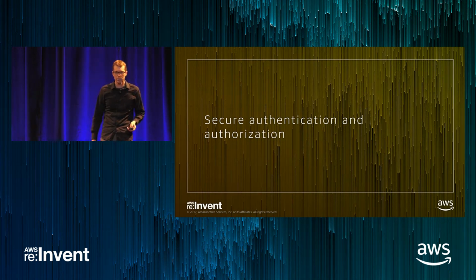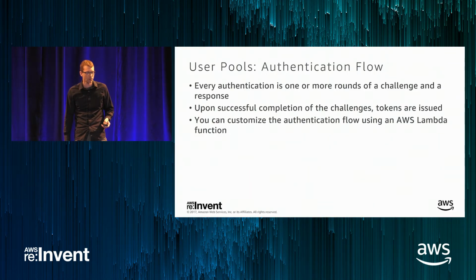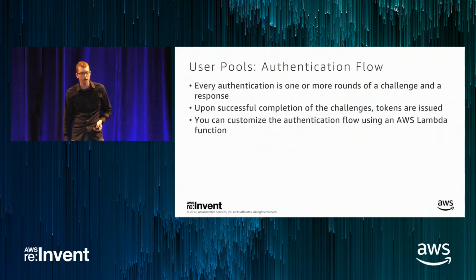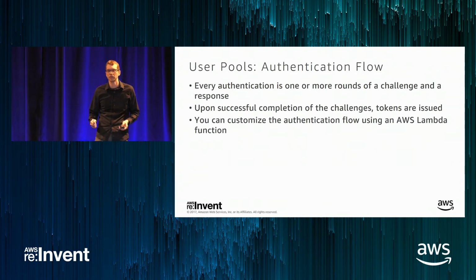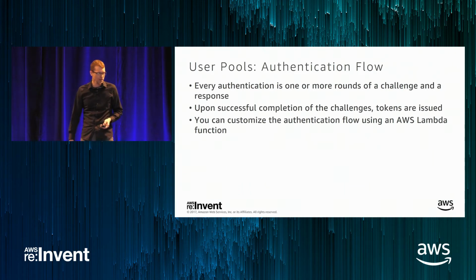So let's talk about our first theme here, secure authentication and authorization. So real quickly, let's talk about our authentication flow with user pools. Every authentication attempt is a series of challenges that we present to your end user. If the end user answers all those challenges successfully, we'll issue tokens. So we support the standard flows of username and password. You can optionally put in multi-factor authentication if you want. And we offer full customization of this authentication flow.